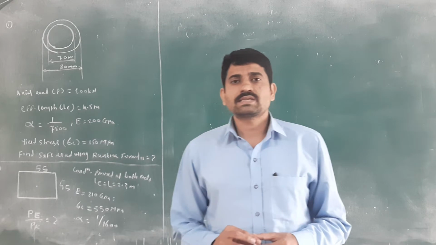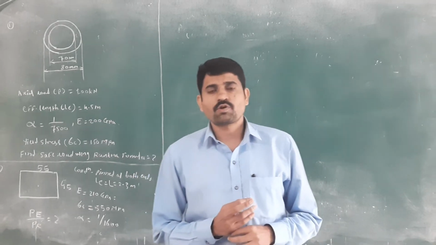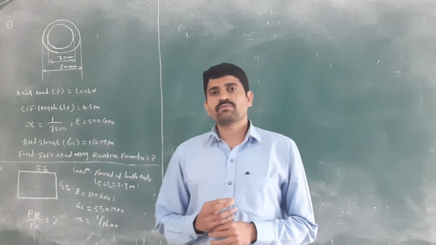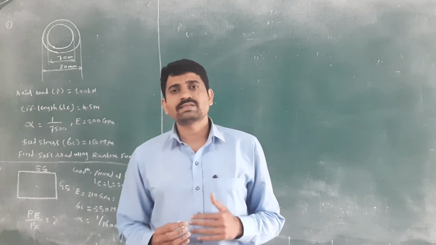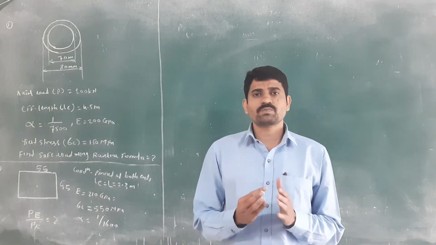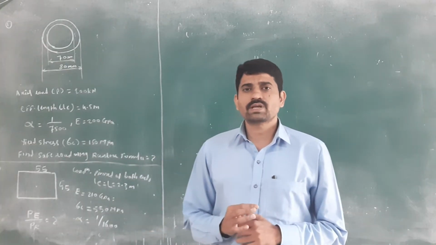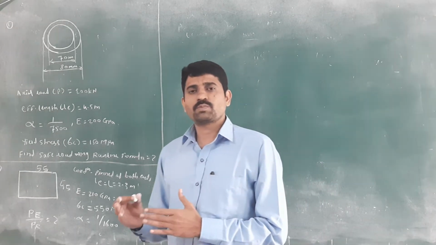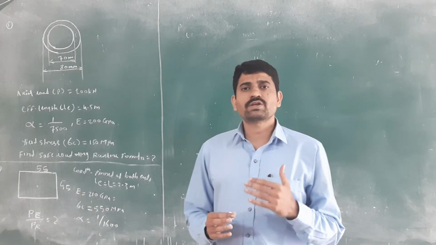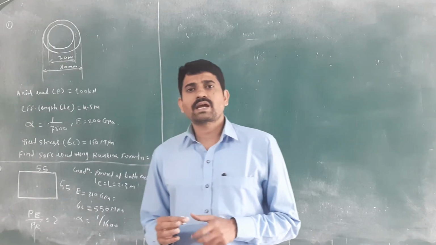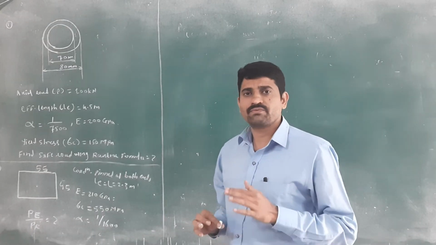Okay, in the last lecture we have seen the numerical on the Euler's formula. In today's lecture we will cover the numerical on the Rankine formula as well as Euler's formula, a combination of both formulas. Sometimes in the examination you will get a comparison of both Euler's and Rankine's formulas. You have to calculate the ratio of Euler and Rankine formula. See, I have taken two examples. We'll see one by one.